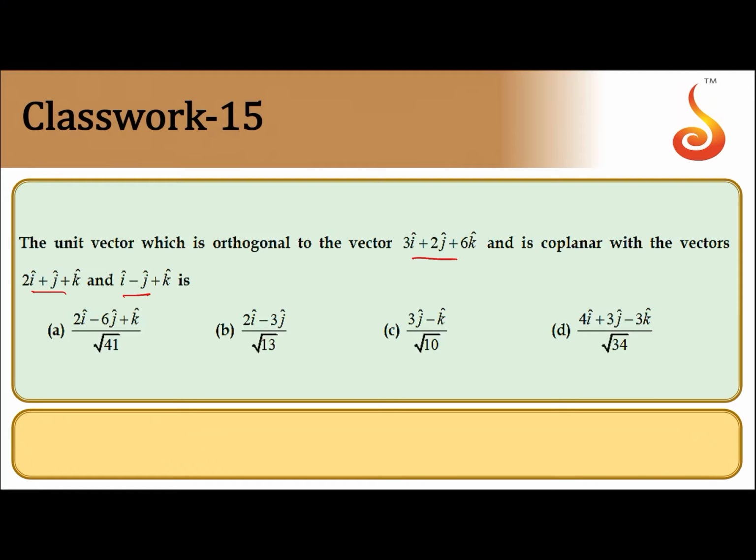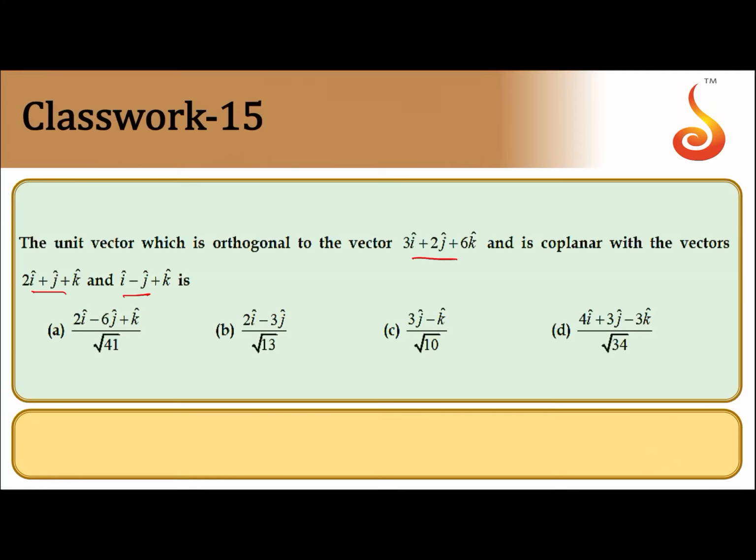that the required vector will be, yes, coplanar with this, which means it will be perpendicular to the cross product of the next two. So therefore, the required vector is perpendicular to 3, 2, 6. At the same time, consider 2, 1, 1 and 1, minus 1, 1. The cross product is given by, of course, you know how to take the cross product.